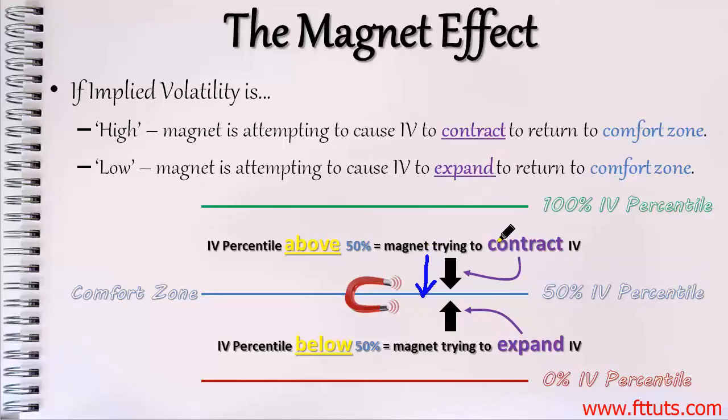On the flip side, if implied volatility is low, then the magnet is going to attempt to cause IV to expand to return to the comfort zone. So if IV is, like we've established, below 50%, so if it's down here, I'm not very comfortable. I want to get back in the comfort zone. Come on, magnet. Okay, there we go. I'm back to being at comfort level, which is the 50% level. But in order for it to rise, what needs to happen? Well, it needs to expand. So IV needs to get bigger in order to get back up to its comfort zone.